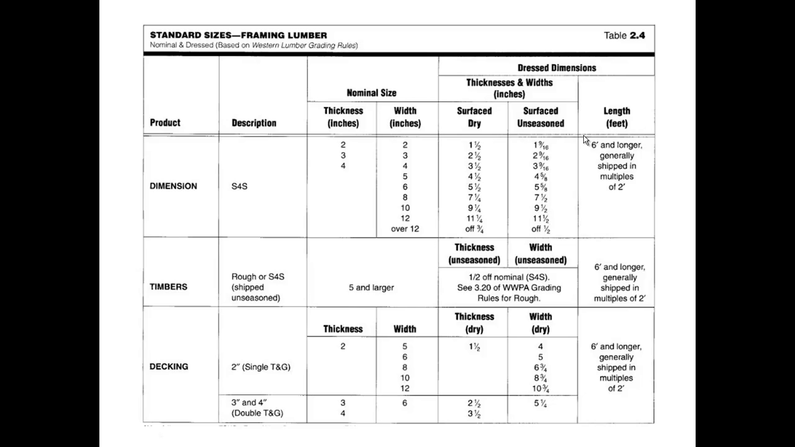Anything larger than 5 inches we refer to as timbers. So rough or S4S shipped unseasoned, 5 inches and larger is just 1/2 inch off the nominal size. So a 6x6 would be 5.5 by 5.5 inches. And then we have decking. We have sizes also. 2-inch decking would be 1.5 inches thick, and it basically plays the same role here. It's a 1/2 inch smaller when it gets planed out.